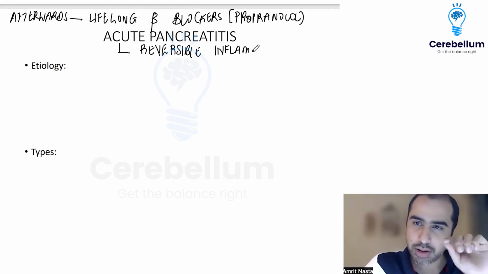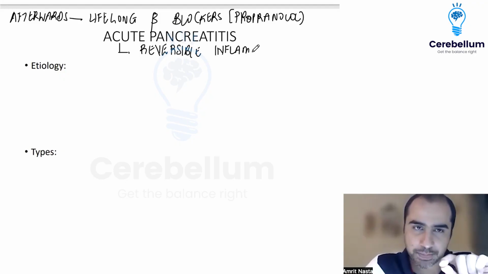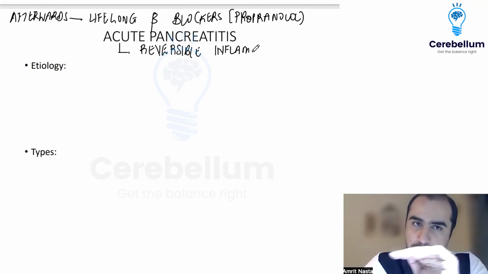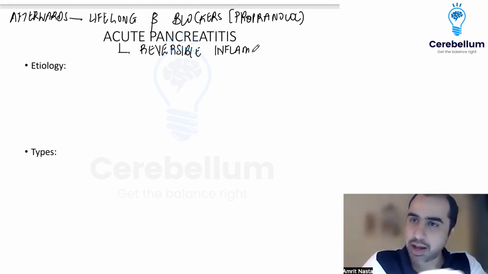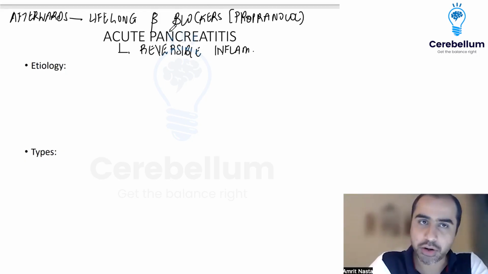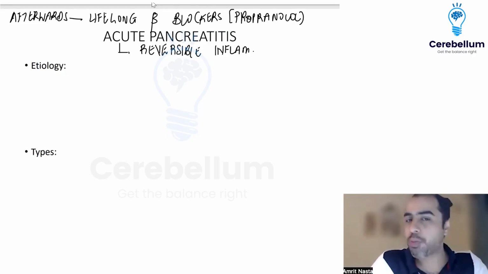So acute, in between, in spurts, goes back to normal. Chronic, slowly, the injury will keep building up, and whatever changes will be forever. So chronic will be irreversible. We are talking about acute. Acute can kill you very fast, but if your life is saved, then there is no permanent damage. Chronic will kill you slowly. It's a slow death. So why does someone get acute pancreatitis?